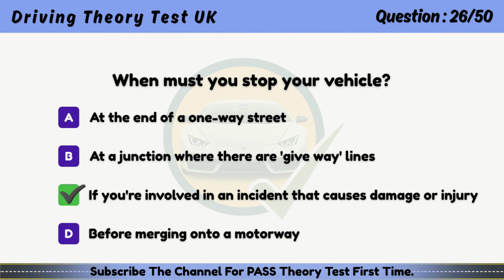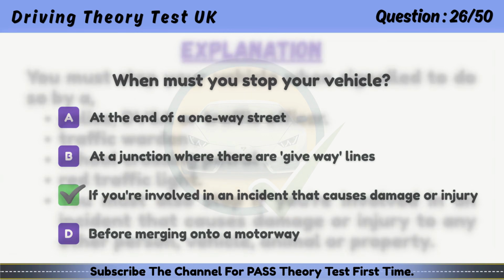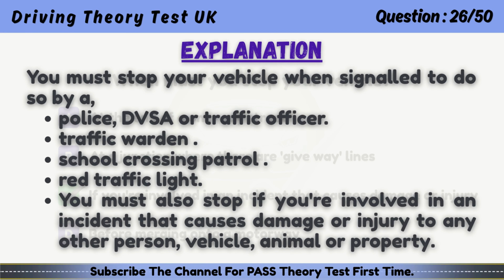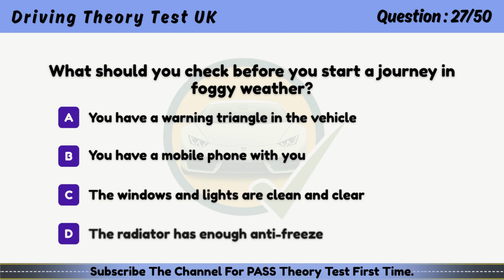Answer is C. If you're involved in an incident that causes damage or injury. You must stop your vehicle when signaled to do so by a police, DVSA or traffic officer, traffic warden, school crossing patrol, or a red traffic light. You must also stop if you're involved in an incident that causes damage or injury to any other person, vehicle, animal or property.